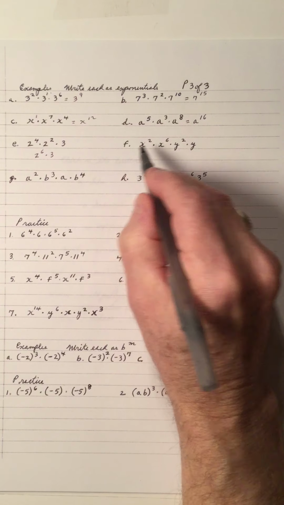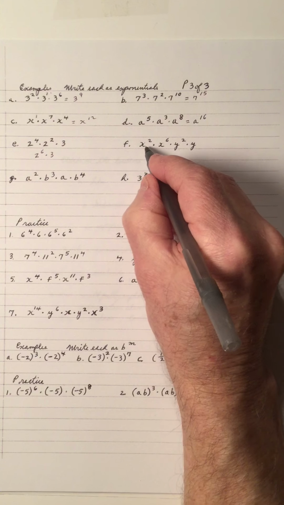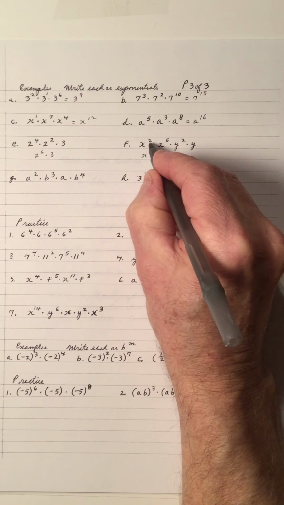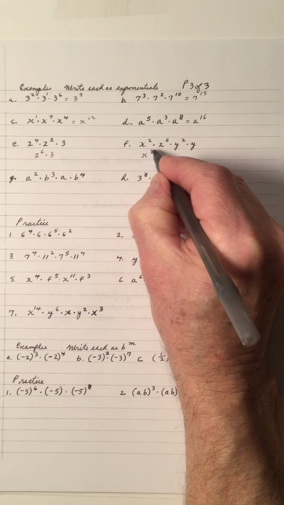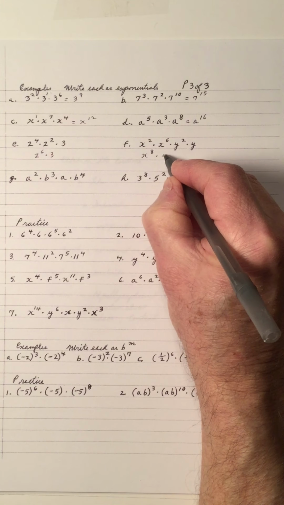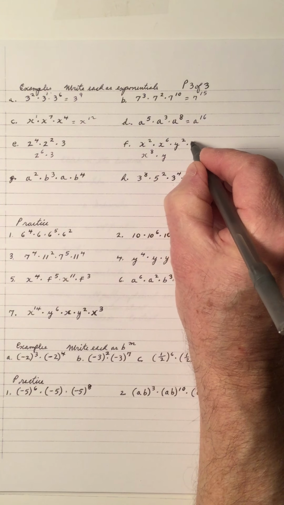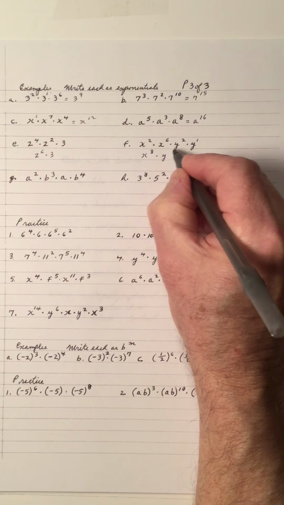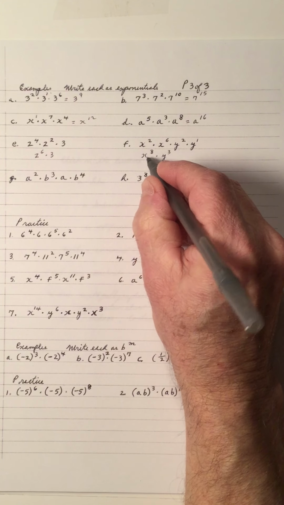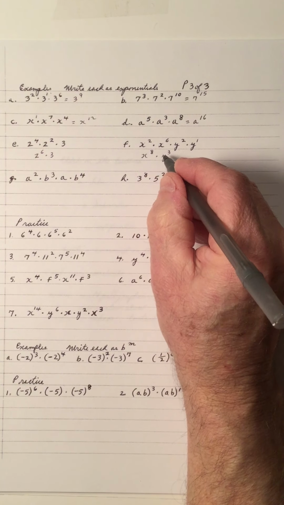F, we have X's and Y's. So we like bases, which is with the X. So 6 and 2 makes 8 with the X. And the Y stays by itself because they're different. So that's a 1. 2 plus 1 is 3. So that's X to the 8th, Y to the 3.